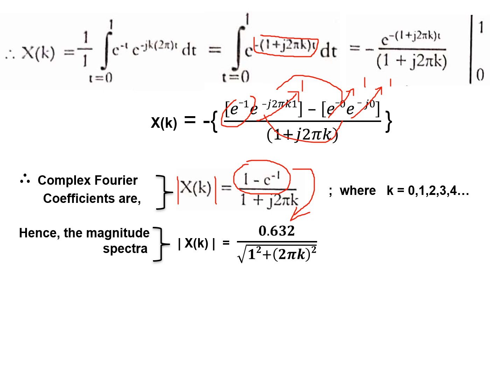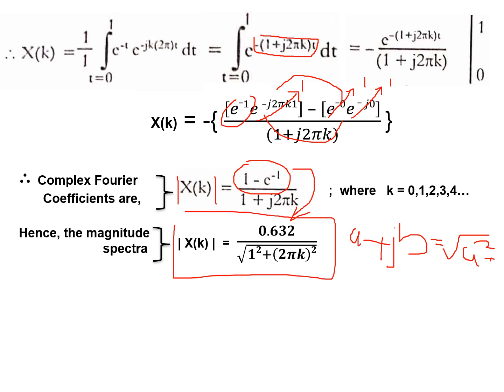The magnitude of a complex number a plus jb is square root of a square plus b square. Here a is 1, b is 2 pi k. So I am taking the magnitude of the denominator. So this is the magnitude spectrum. Now we can see the magnitude spectrum is a function of k, where k values are all natural numbers, 0 to infinity, all integers 0 to infinity.